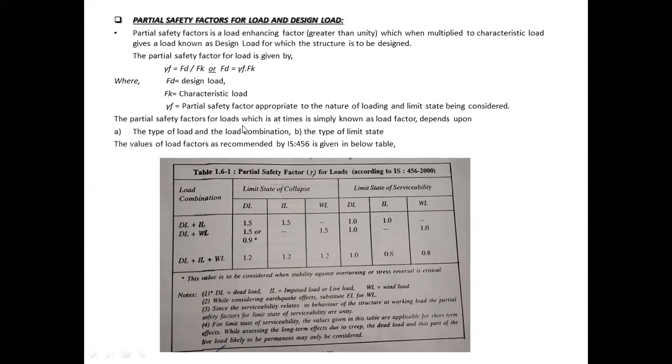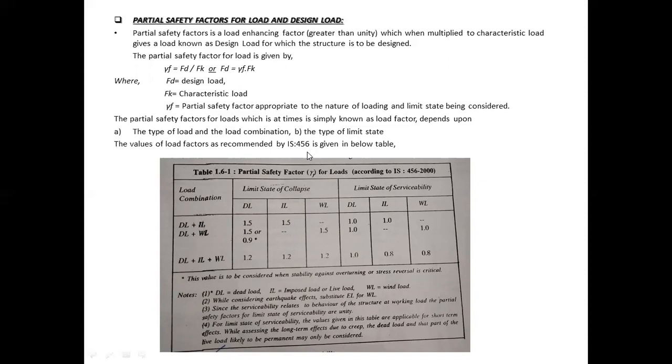The partial safety factor for loads, which at times is simply known as load factor, depends on the type of the load and load combinations, and the type of limit state. The values of load factors recommended by IS 456 are given below. For this chapter they have suggested we use the IS code 456 of 1984, and the partial safety factors, characteristic strength and characteristic load are all taken or standardized from the IS code.